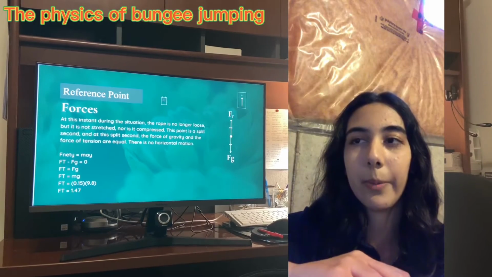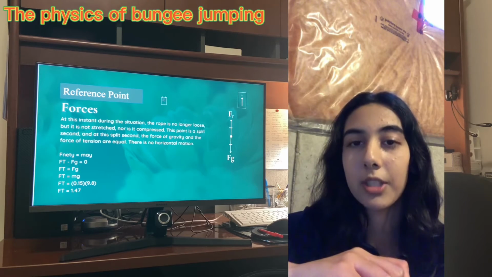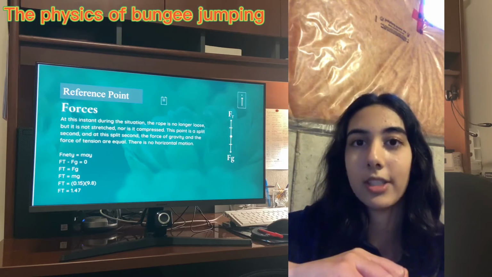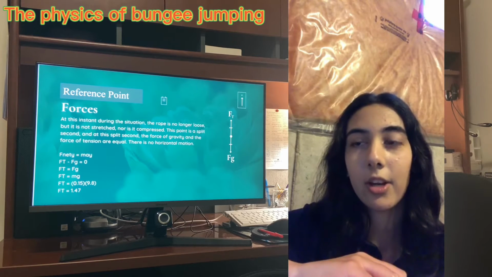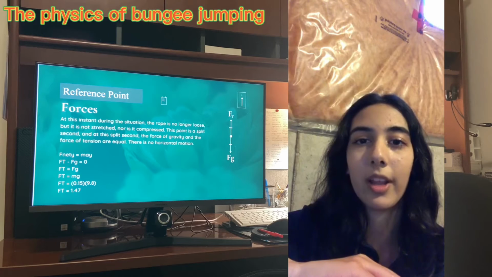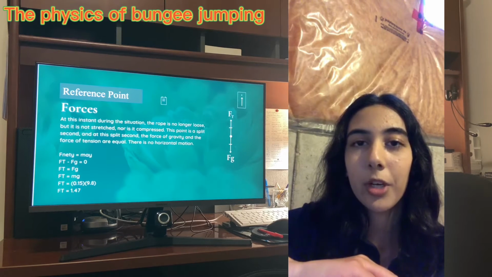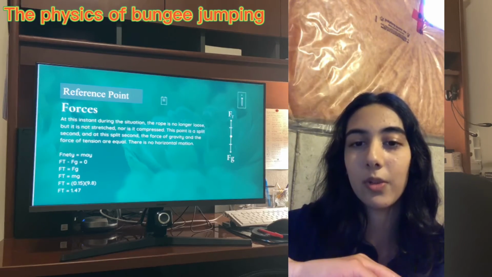At the equilibrium point, the rope is no longer loose, but it is not stretched, nor is it compressed. This point occurs for a split second. The force of gravity and the force of tension are equal, and there is no horizontal motion. In order to calculate the force of tension here, we again use the equation F net y equals ma y, because we are again working in the y-axis. We can rearrange the equation so that Ft is equal to Fg. The force of tension is equal to 1.47 newtons.